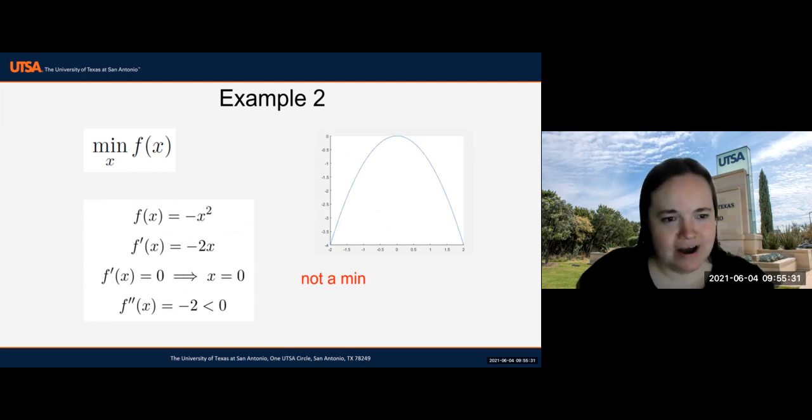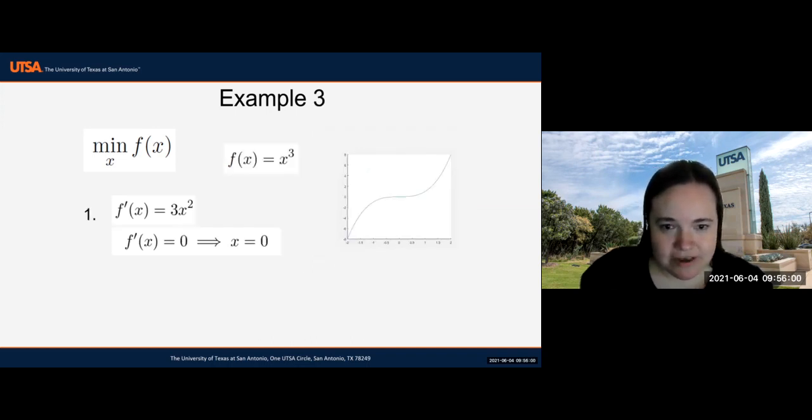Okay, so let's do that same analysis for negative x squared. If we do it for negative x squared, we first solve for f prime equals 0, and we find that same solution. So x equals 0 is a candidate solution to be a minimum. But when we apply that sufficient condition, we find that it doesn't satisfy it. And so, as we would want calculus to say, 0 is not a minimum of this function. And similarly, you can see how it fails where it should fail here.